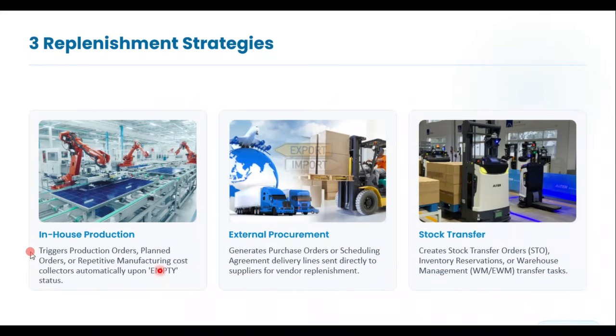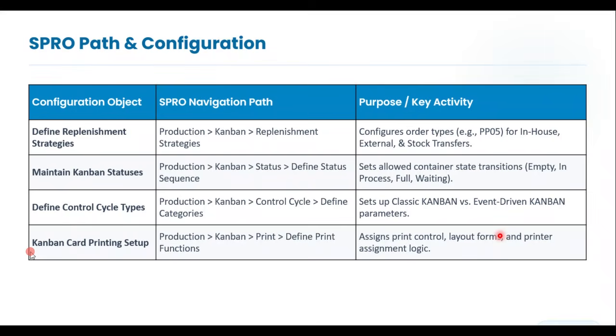So now the replenishment strategy. The replenishment strategy plays a major role in defining the nature of the procurement or manufacturing of the particular product. So let's say if you are manufacturing it in-house, then you need to maintain a replenishment strategy that corresponds to in-house manufacturing. But in case you're going to procure it from a supplier, then you will use a different replenishment strategy. The same way for stock transfers as well.